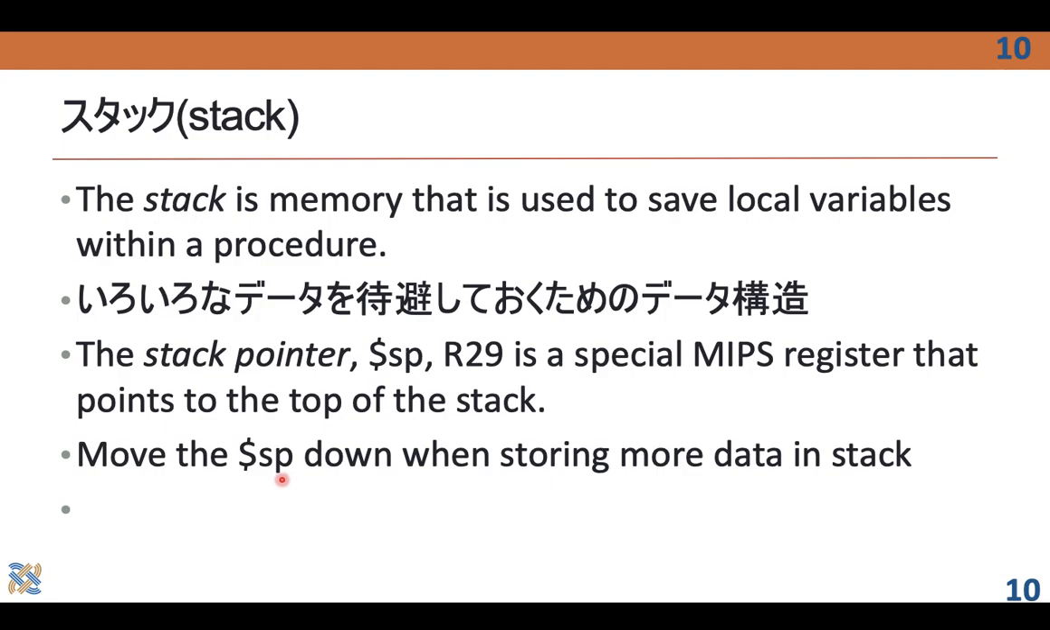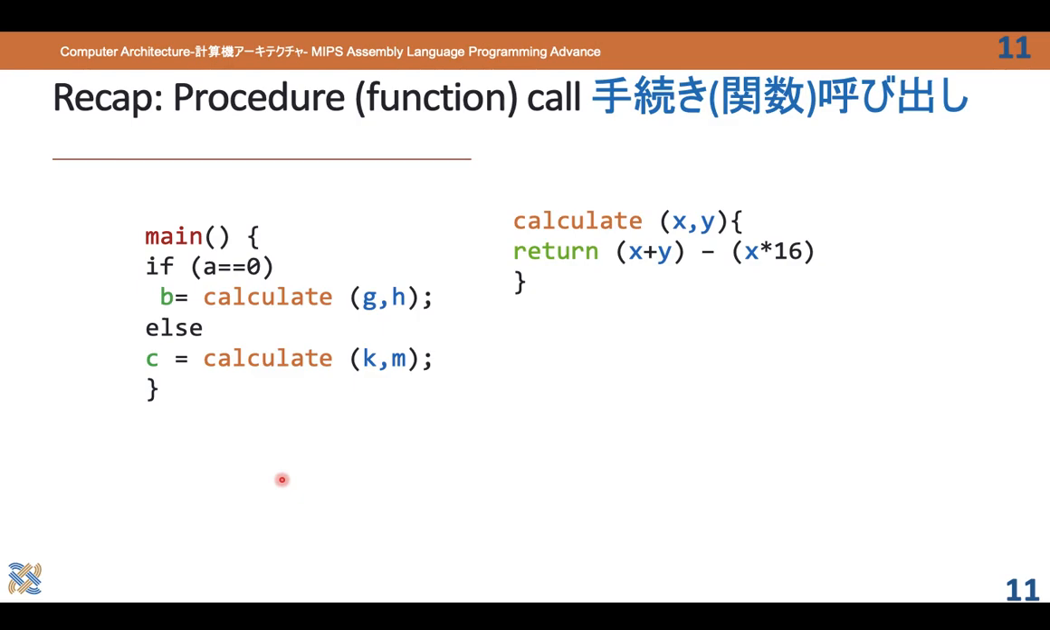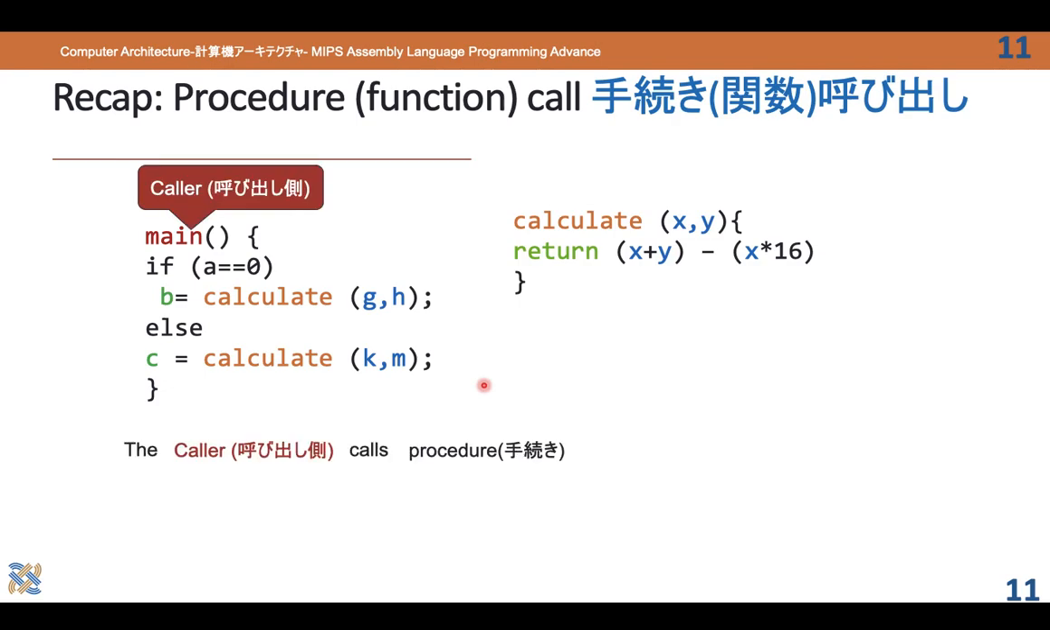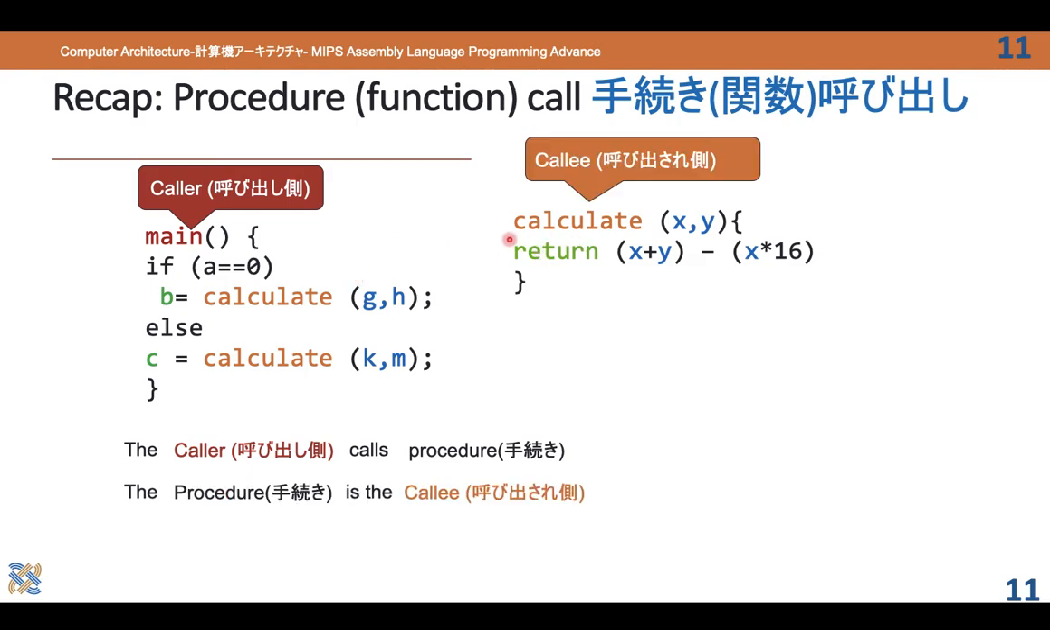Well, before studying the stack, I would like to have a quick look at the procedure call. As I discussed in the last class, a procedure or function call is a process where the main function calls another procedure, which you might be used to in many high-level languages. The caller calls the procedure, and the procedure is the callee. So we can say that calculate here is the callee.